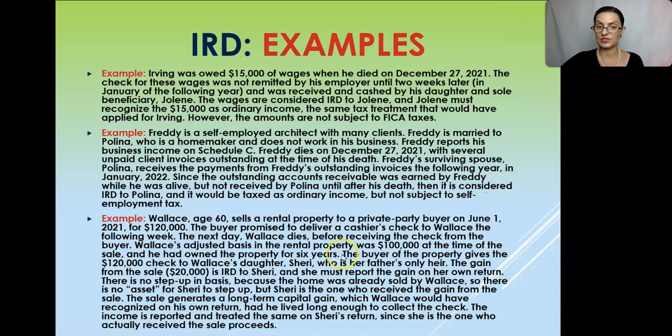It's the sale of a rental property. The gain from the sale, $20,000, is IRD to Sherry, and she must report the gain on her own return because she received the money. There is no step up in basis because the home was already sold by Wallace, so there is no asset for Sherry to step up. But Sherry is the one who received the gain from the sale.